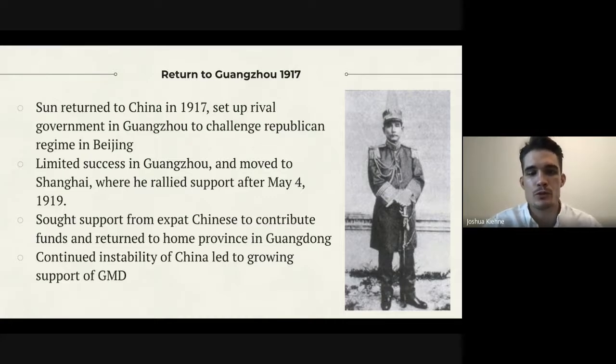And so he moves to Shanghai, a much bigger city further north, and he drew upon the conditions of the time that were created after the May the 4th movement. We know that this is a huge call for national sovereignty, for independence, for the end of foreign imperialism after Shandong is given to the Japanese, which was meant to be promised to the Chinese. And he also sought support from expatriate Chinese to contribute funds, and he then returned home to his province. Continued instability in China, as well as the growth of the New Culture Movement and the lingering effects of the May the 4th movement, continued to grow GMD support. So the GMD now has more of a platform to launch an uprising and present a real challenge to the warlords.